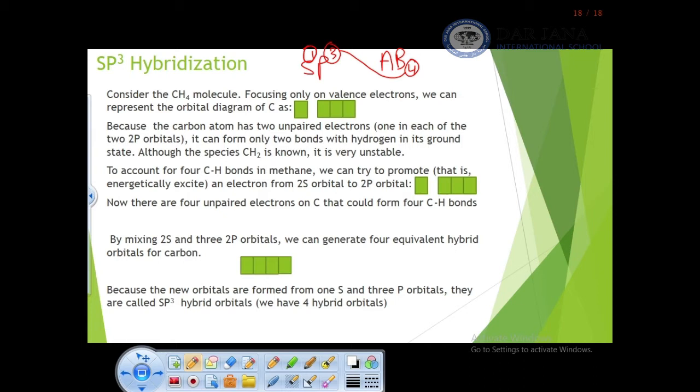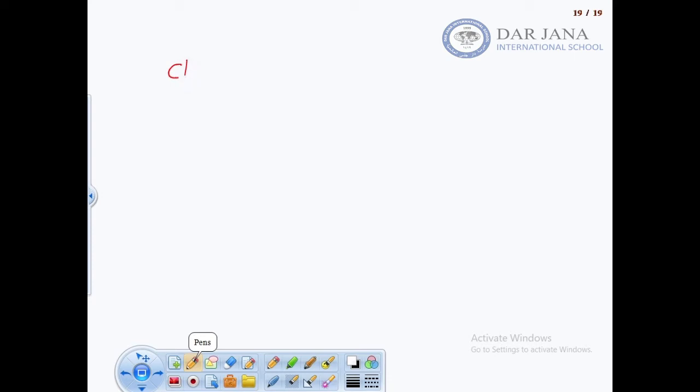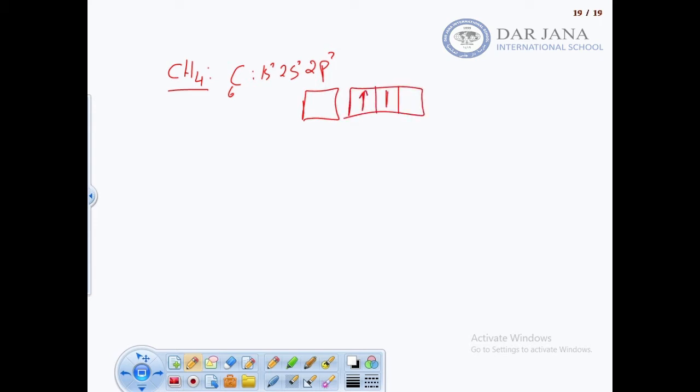So let's consider, for example, CH4. CH4 is methane. So C is 6, 1s2, 2s2, 2p2. So it has the s and the p orbitals. To draw it, 1 up and 1 down for 2s and 2p, that's it. Okay? So CH4 is AB4, it's tetrahedral. What is tetrahedral? It has 109.5 degrees. Okay, that's CH4.